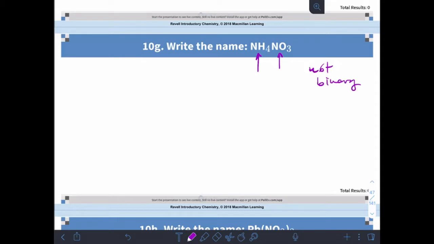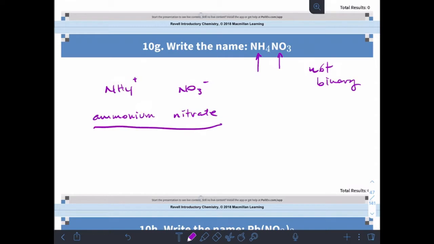Okay, so the first piece, that NH4, that's the ammonium ion, NH4 plus. And the other piece, the NO3, is the nitrate ion. So this compound is just ammonium nitrate.